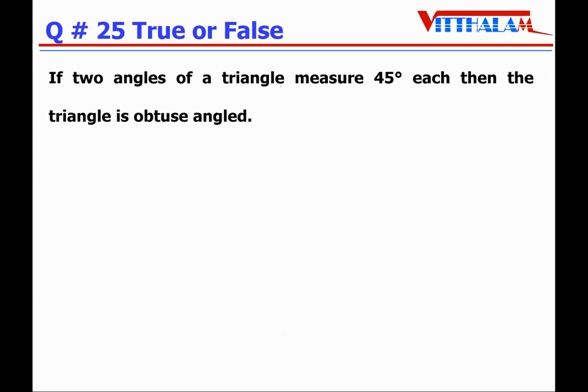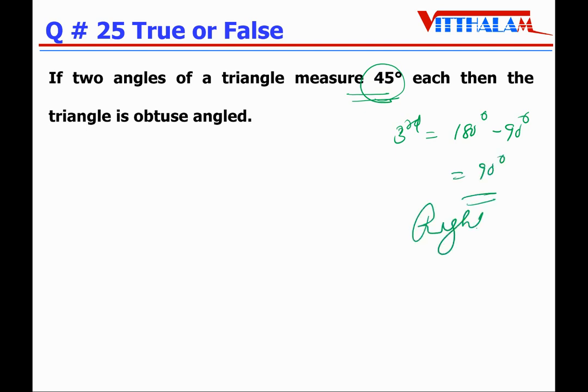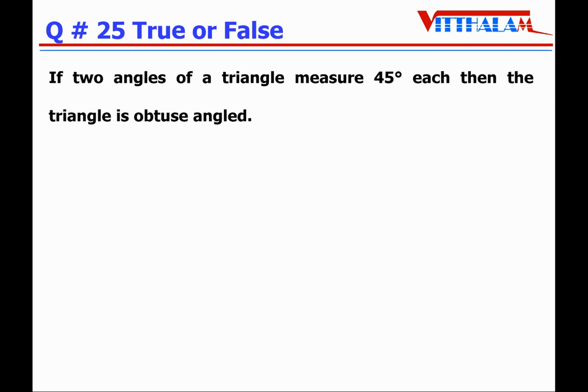If two angles of a triangle measure 45 degree each, then the triangle is obtuse angle. So if two are 45, then the third one is 180 minus 90. Therefore, it is 90 degree. So it is not obtuse, it is right angle. So the given statement is false. Next.